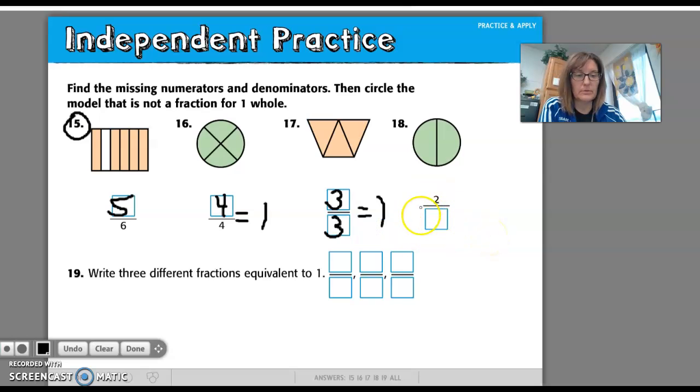What would this bottom number be to show that we have 1 whole circle? We want this to equal 1 whole. That's right, there's 2 pieces, and we shaded both of them.